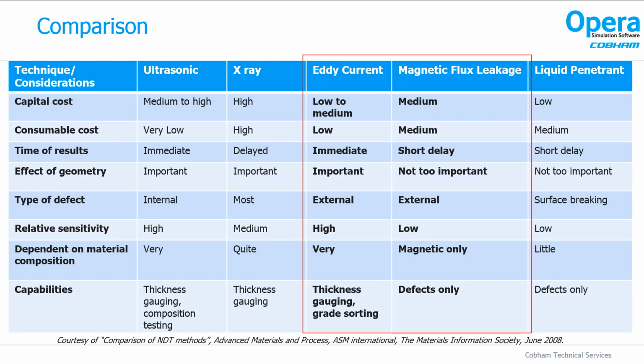Here we list the most commonly deployed techniques for NDT. Opera is capable of many different types of simulation. For example, it can be used in the design of X-ray sources for X-ray NDT, but that's covered in another session. In this presentation we'll concentrate on two electromagnetic methods: magnetic flux leakage, as used for defect detection, and eddy current testing, which is sensitive enough to be used for gauging as well.